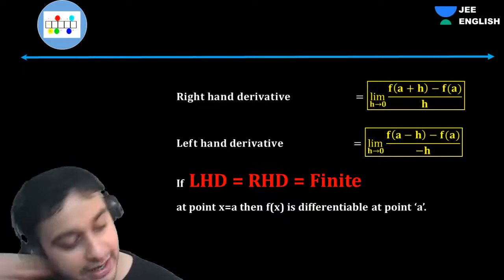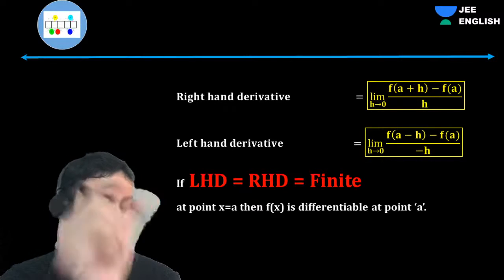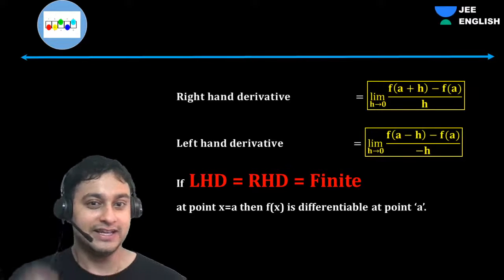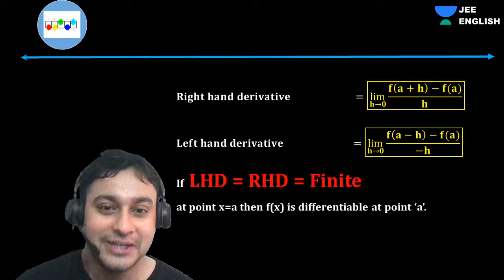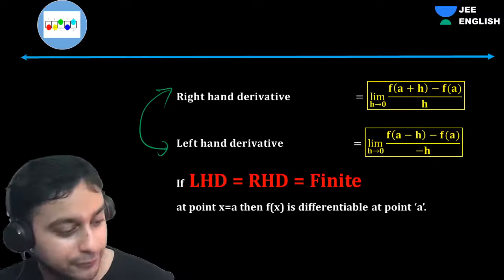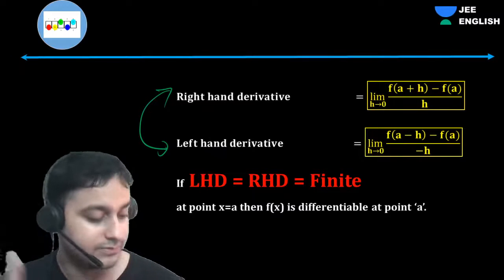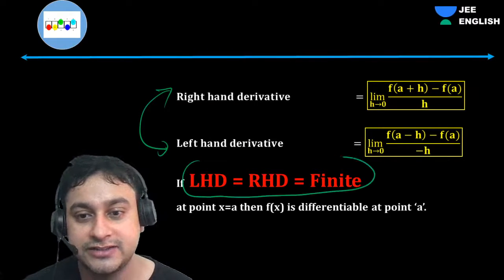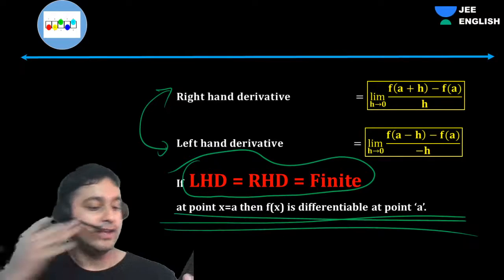If both exist differently, then obviously I cannot say that the speed is instantaneous. Your physics teacher would have told you that at one instant you can only have one velocity, right? So obviously both instantaneous velocities, just before a particular time and just after a particular time, should be the same. And that is why we say that LHD and RHD should be finite. Then we say that this function is differentiable at that point. Is the concept clear?